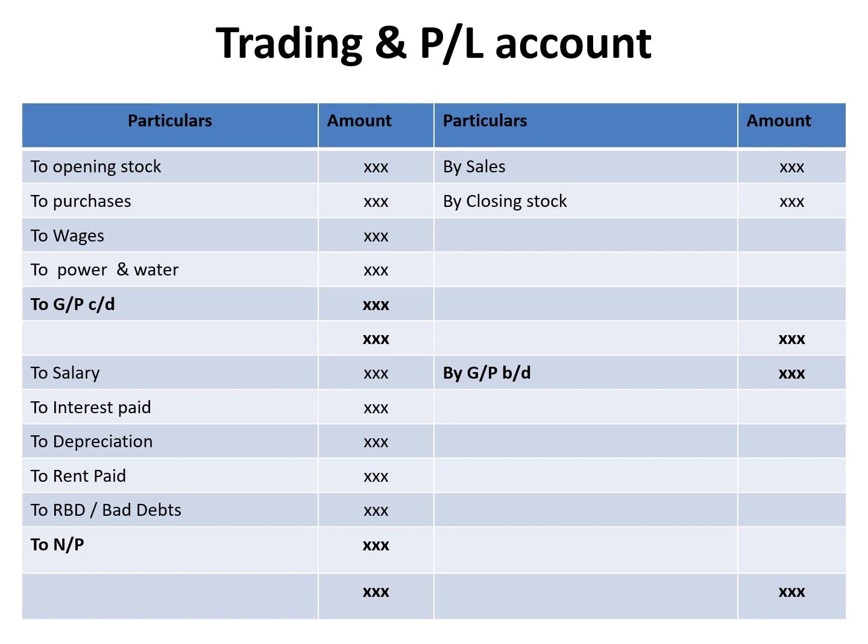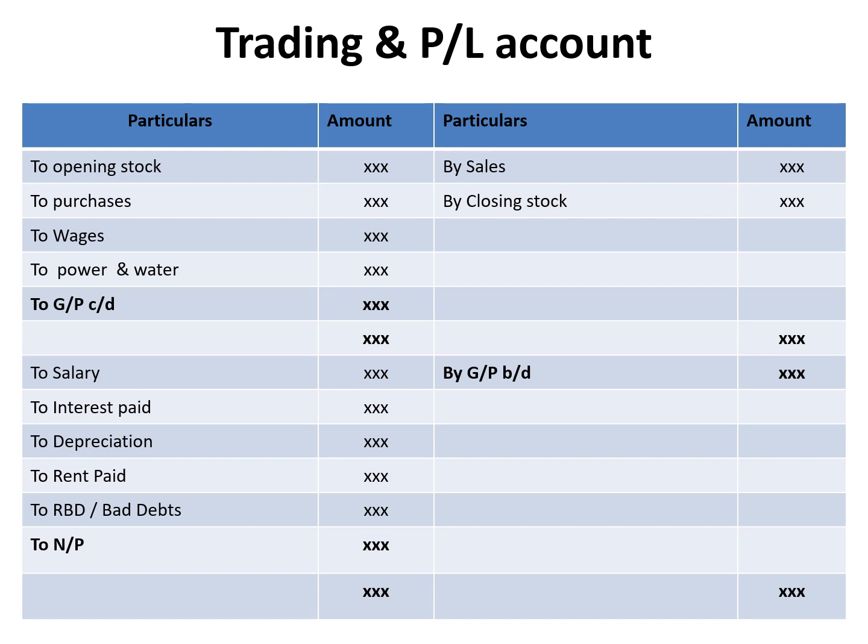Then come to the debit side of trading account. After recording opening stock and purchases towards trading account, you should take all the direct expenses like wages, octroi, power and water, carriage inwards, factory rent, etc. These are all the direct expenses related to trading account. So take all the direct expenses like to wages, to power, to water, etc.